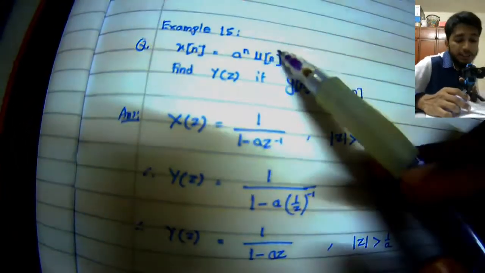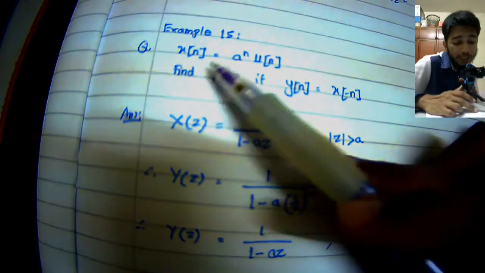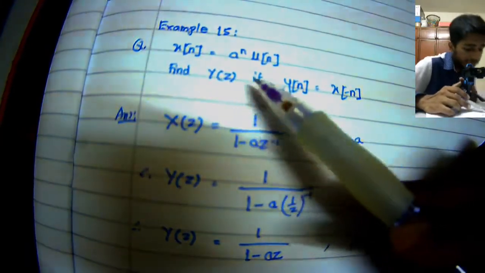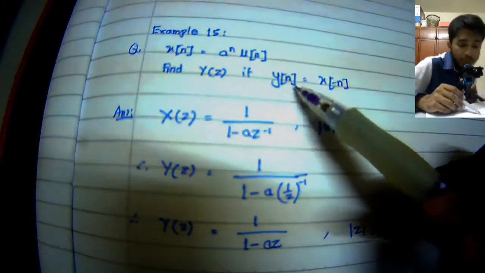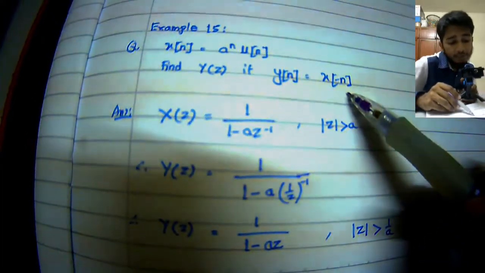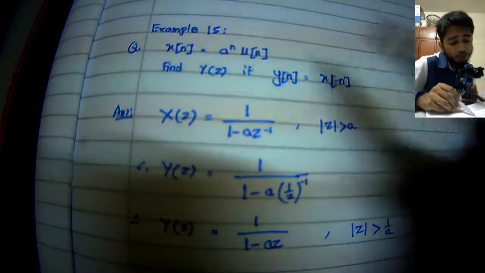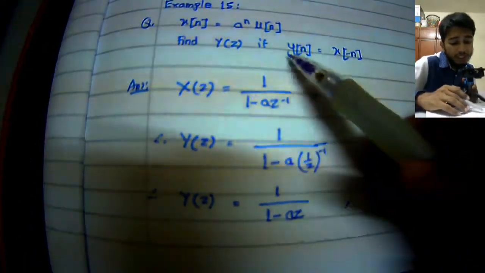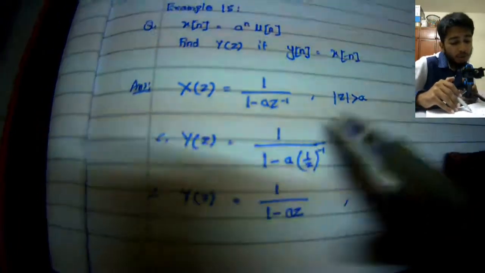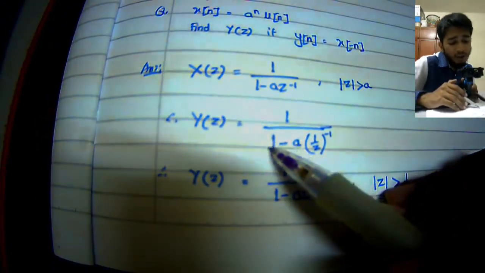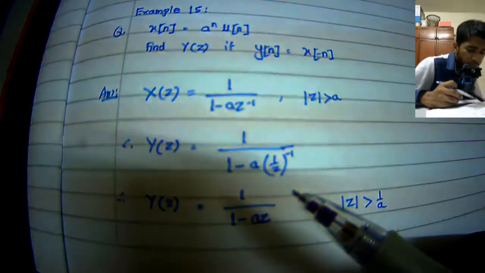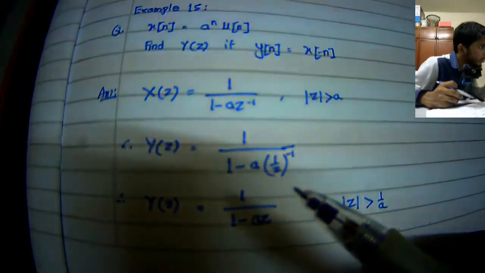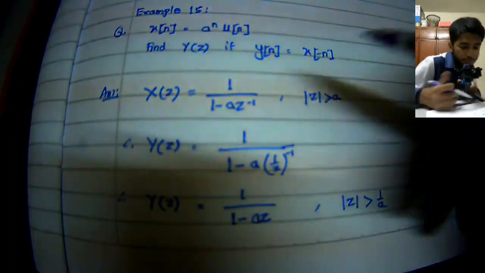For this example, x[n] equals this, and y[n]. If they're asking for Y(z), where y[n] equals x[-n], there's a minus there. So it's the same. Initially consider X. You'll find that X(z) will give us 1 minus this from the pair table. And for Y(z), all you have to do is rotate the z, or z to the power minus 1.